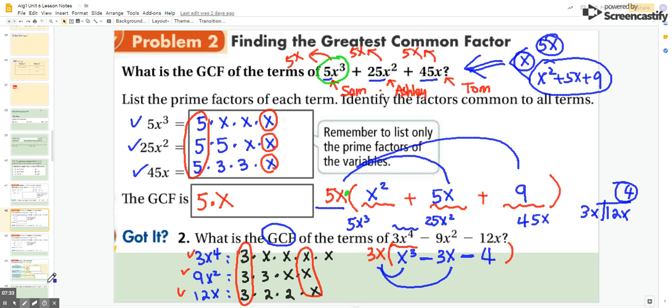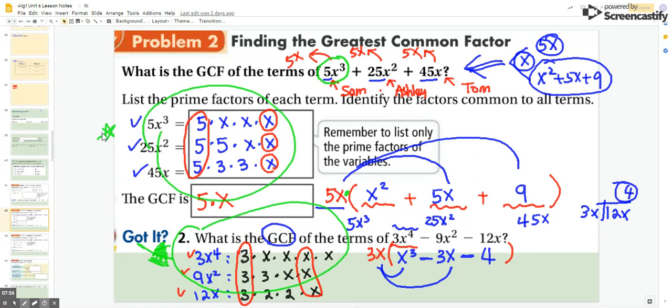Copy this down. You should be able to find the GCF at least, even if you don't know how to factor, because we're going to practice more on factoring. But at this point and today, I really need you to know how to find the greatest common factor. This process is really important, and I really want you to remember this.